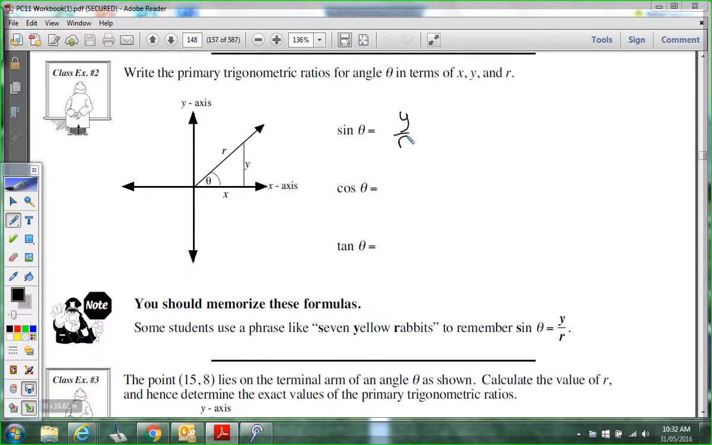And when you get to Math 30 and higher math, this is why we relate sine to y because of that. Sine is y in our mind. Cosine is x in our mind because cosine is x over r. So cosine, we want to link to x. And then tangent is going to be y over x.